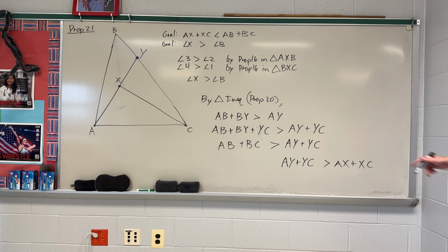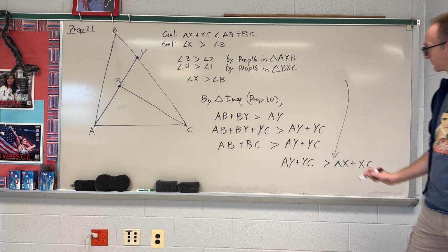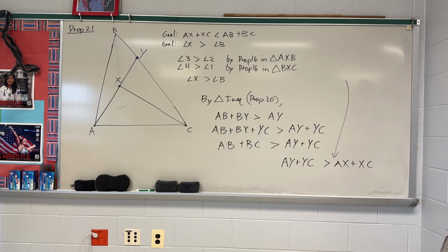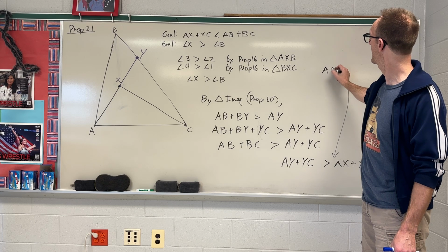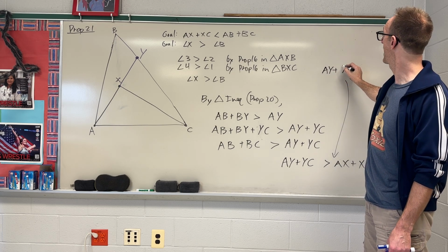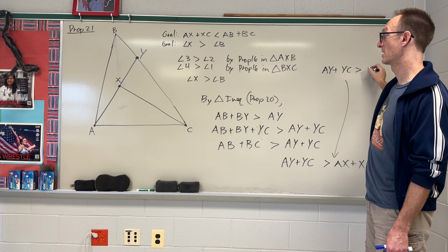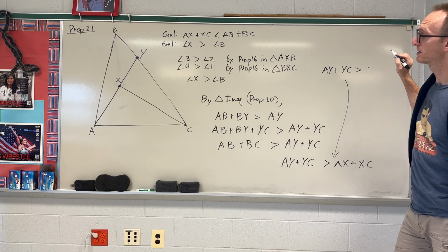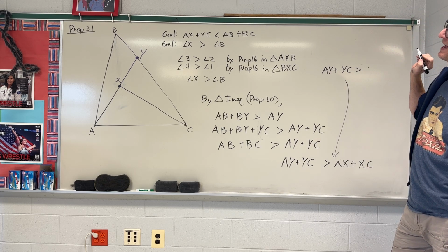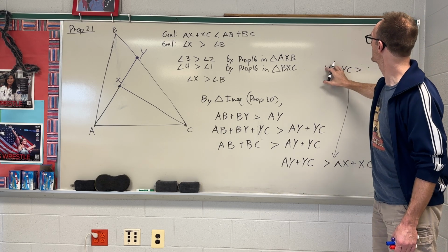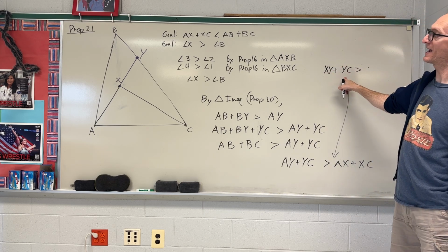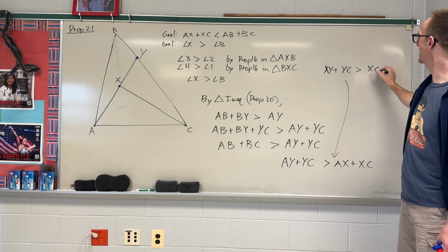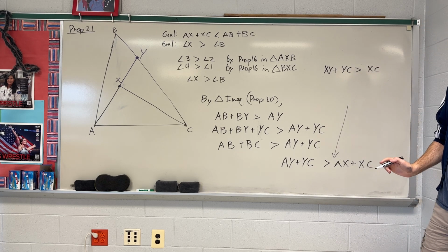But if we were going to do this properly, this would come from applying the triangle inequality in triangle XYC. I think you're applying it in X. XY plus YC is greater than XC, and then I add AX to both sides. Yeah, add AX to both sides.